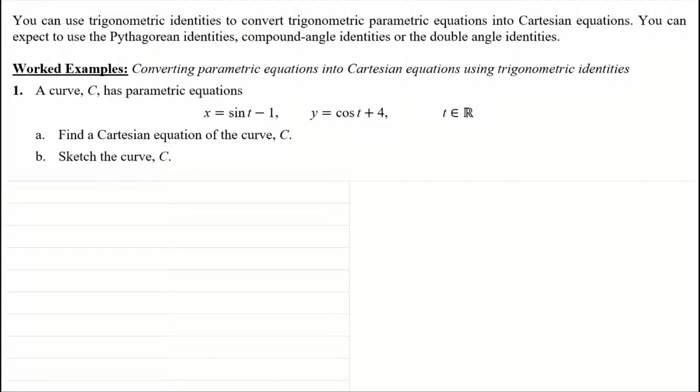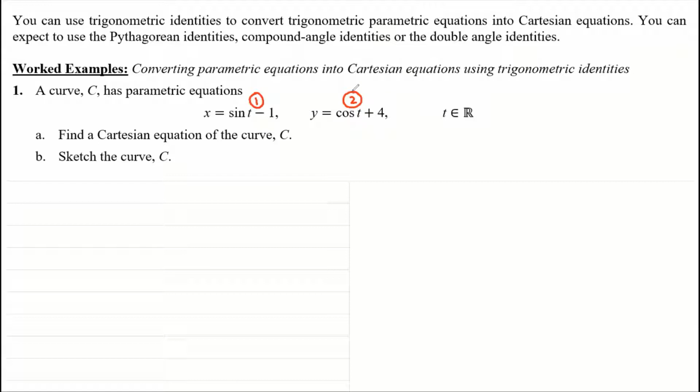So the first worked example, it states that we have a curve C with the parametric equations described. So as is customary, I'm just going to call this one equation 1, this one equation 2, just so we know what we're talking about. And we're asked to find a Cartesian equation of the curve. Now, when we're dealing with trigonometric parametric equations, it's not a good idea to make t the subject. T itself is tied into the trig function. So it's like a sine t or a cos t or a tan t perhaps. So that's not a good idea.